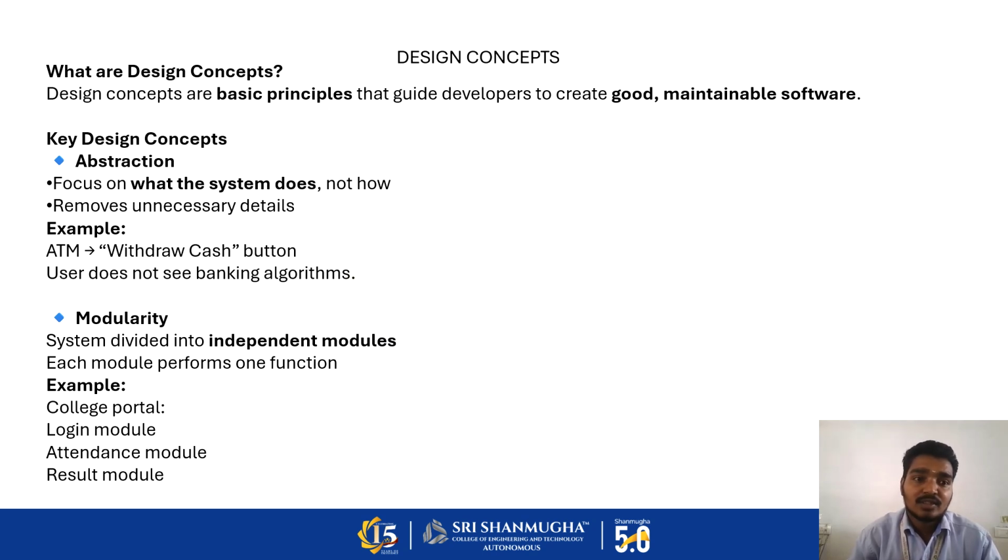First, abstraction. Abstraction is what the system does, not how to implement it. It removes unnecessary details. Example, an ATM withdrawing cash. The user only sees the withdraw money option and the PIN number, and doesn't know the background process. That is called abstraction.